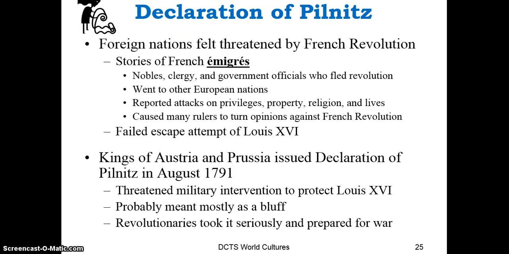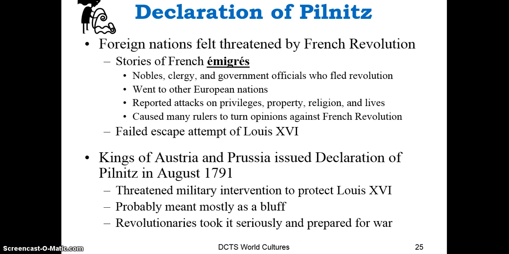Foreign nations felt threatened by the French Revolution. Pretty much other nations who had kings and queens saw this happening in France and were afraid that if this was successful, then their peasants and other people would try to rise up and overthrow them. So they tried to stop it, mainly by trying to help King Louis XVI escape. If they could get him to escape, they could invade and then crush the revolution before it actually got started.